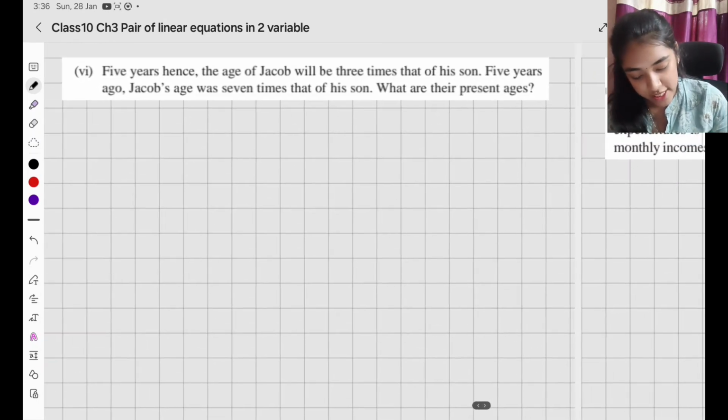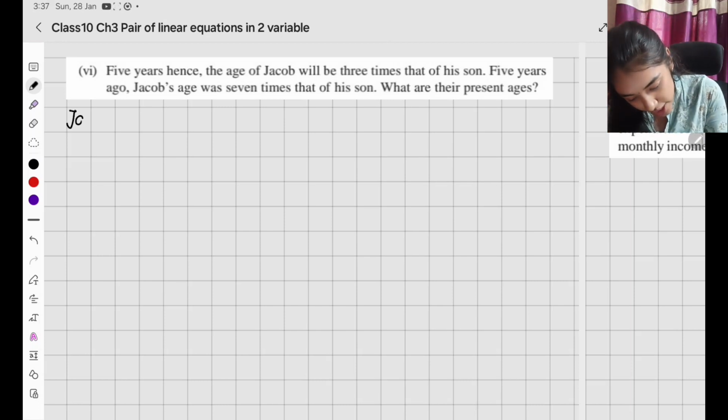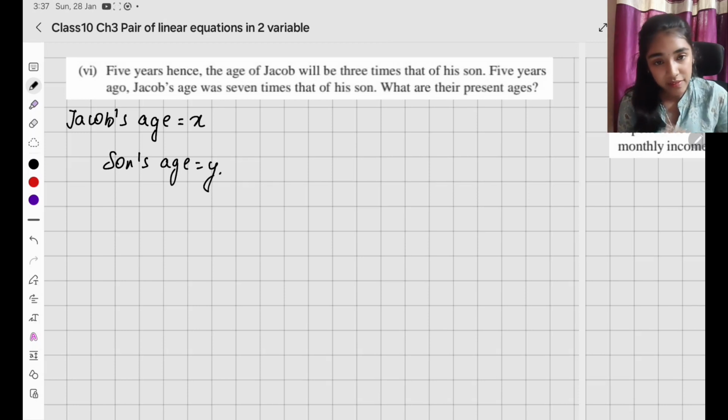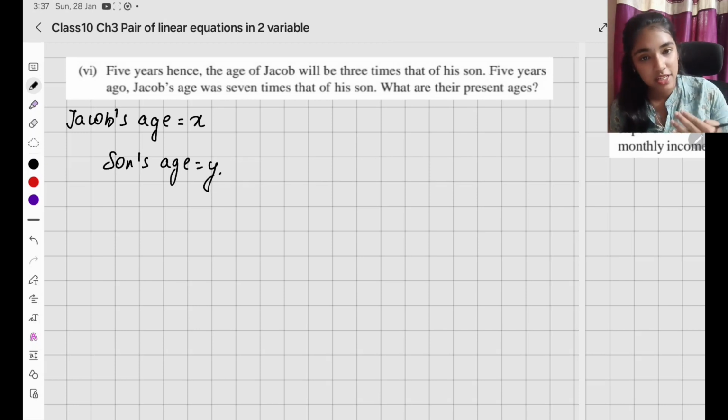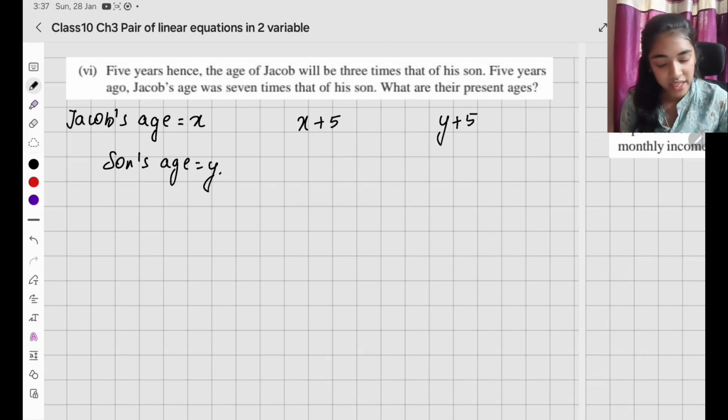Now subsection 6. 5 years hence, the age of Jacob will be 3 times that of his son. We have put a similar example question. So first of all, Jacob's age is going to be x and son's age is going to be y. What does 5 years hence mean? 5 years from now. So 5 years from now, Jacob will be x plus 5 and his son will be y plus 5. What equation is it saying?